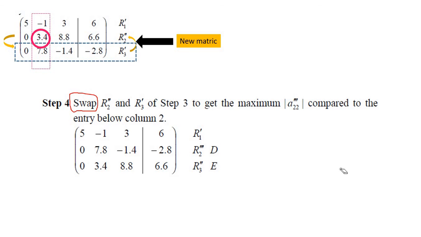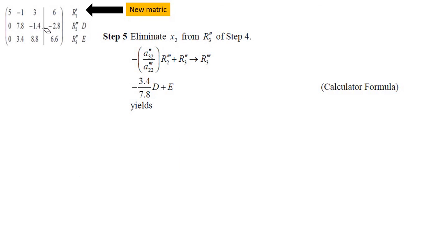Please be careful. If A22 here is the maximum value, for example, if this is 9, then you do not have to do the swapping process because A22 is already maximum. If not, you have to swap. That is a tip. Then we will proceed to eliminate x2.